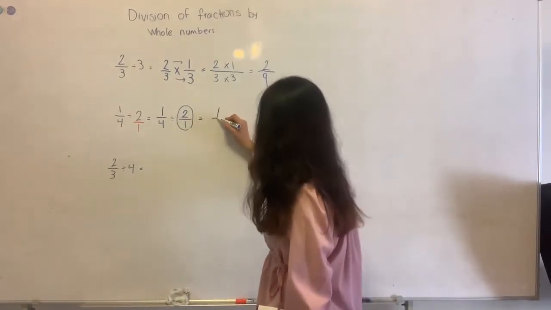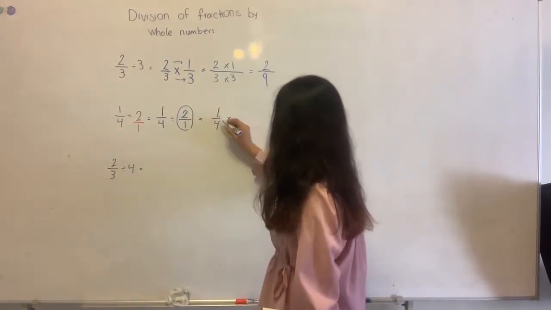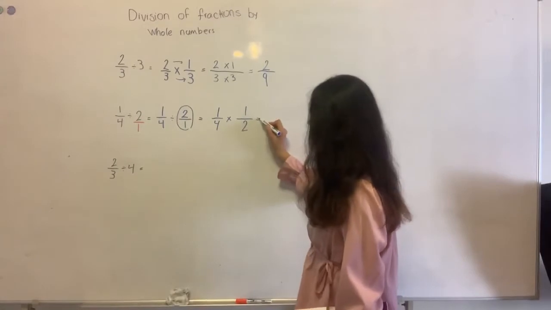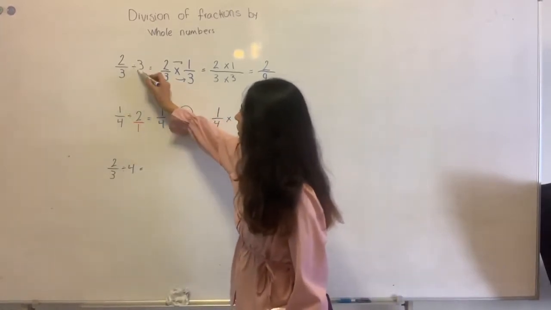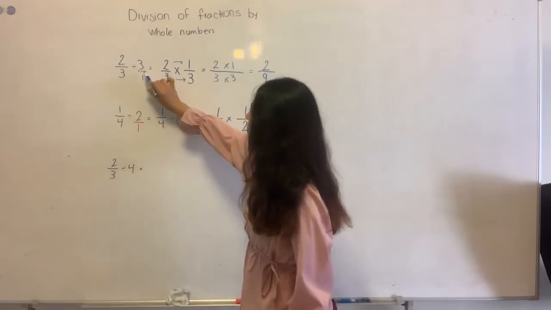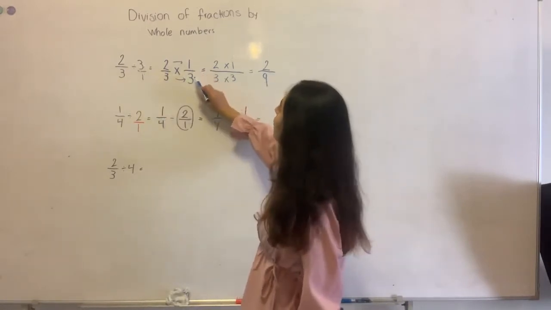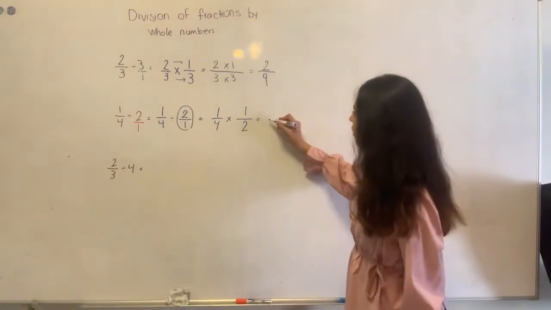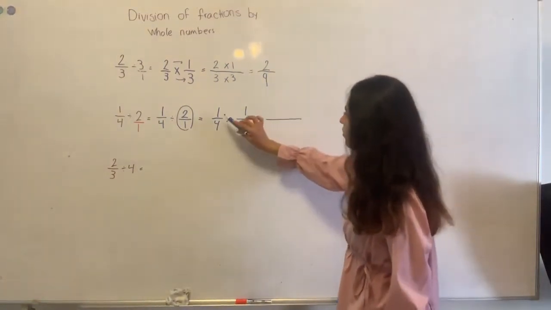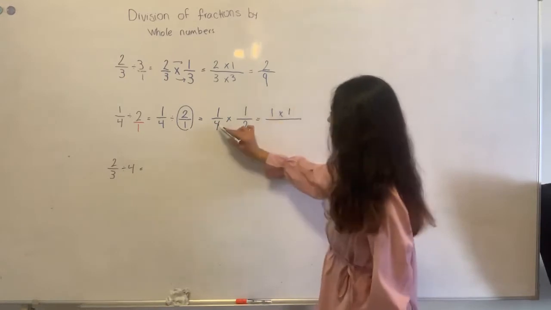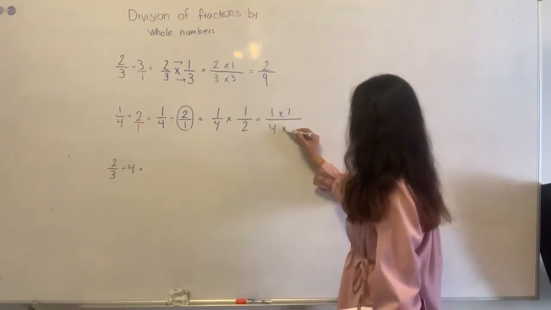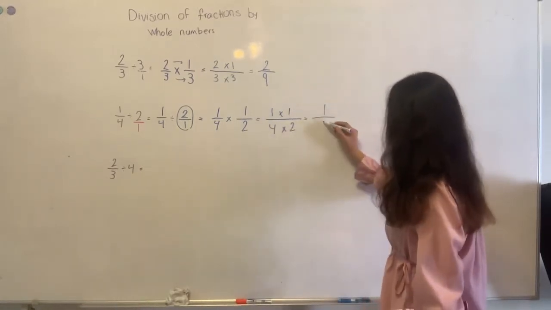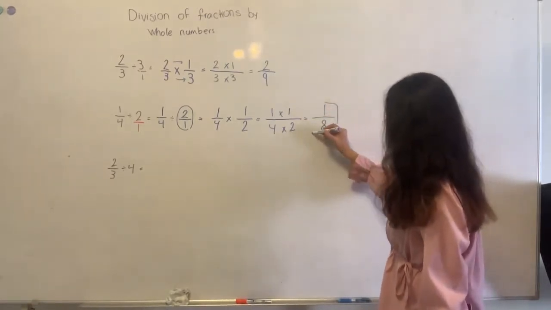So 1/4 times, instead of 2/1, we say 1/2. You see what happened here? This was imaginary 1, right? Instead of 3/1, we got 1/3. So you switch upside down. The fraction goes upside down. So you do 1 times 1, and the denominator will be 4 times 2. 1 times 1, 1. 4 times 2, 8. That's it.